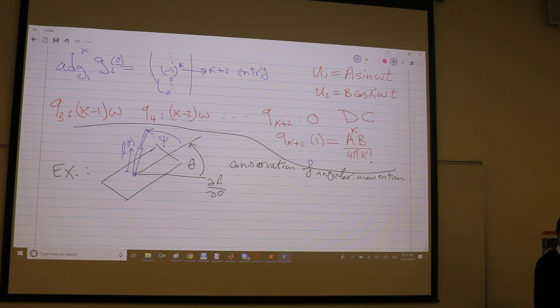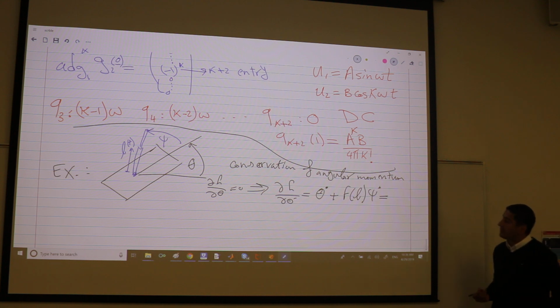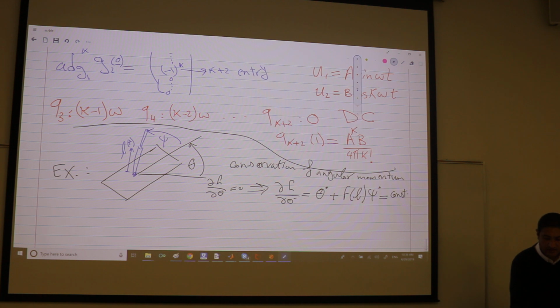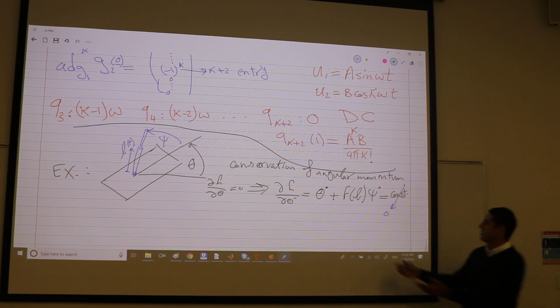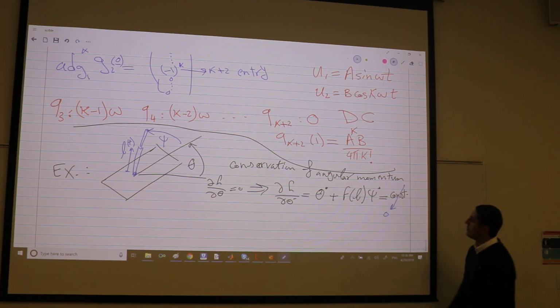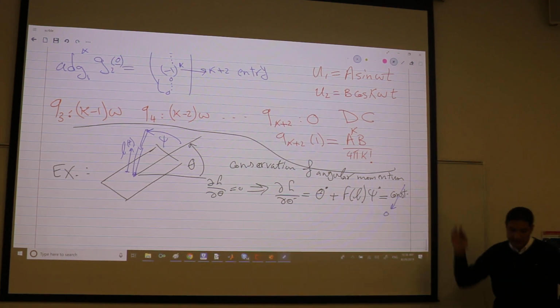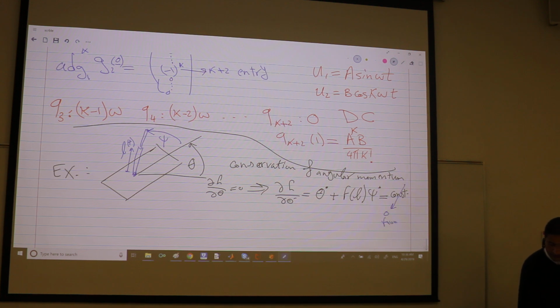Partial L partial theta is 0, so partial L partial theta dot is constant, which is theta dot plus some function of L times epsilon dot. Please go and redo it. This is constant. So if you start from rest, this constant will be 0, right? Because this constant is the initial value of theta dot plus this function times epsilon dot at the initial time. If we start from rest, this is 0.